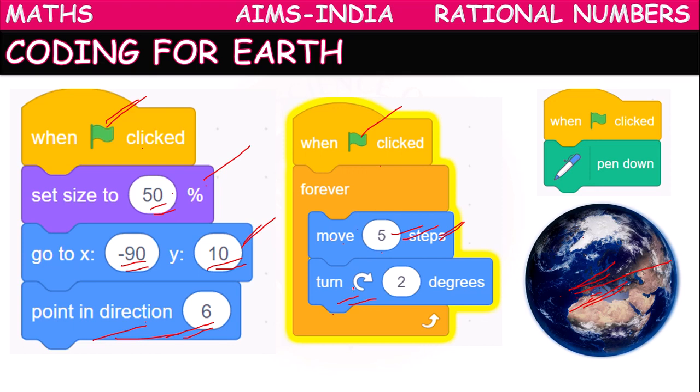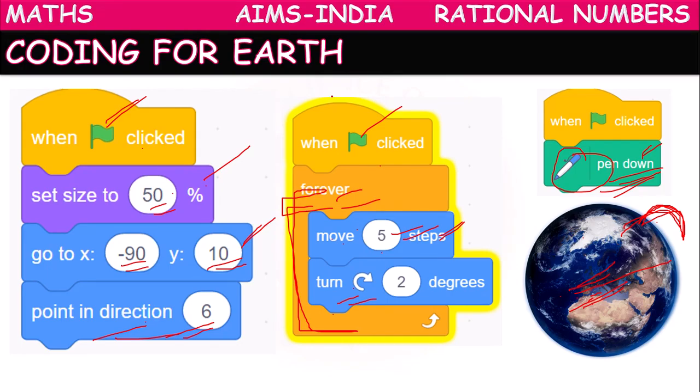So for moving and turning, this should happen continuously. It has to move around the sun and it has to move around itself. So these two are kept in forever loop. Means these two things should happen continuously. And one more thing, while earth is moving along its movement, with the help of pen tool, we have to draw a line. So for that, we are using the command called pen down.